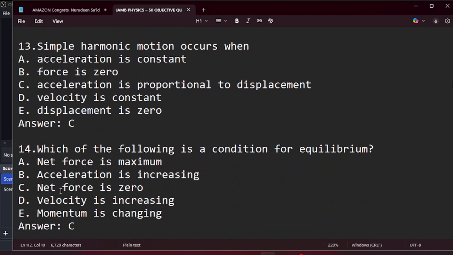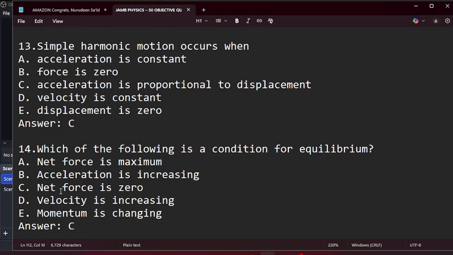Question number 13. Simple harmonic motion occurs when A. Acceleration is constant. B. Force is zero. C. Acceleration is proportional to displacement. D. Velocity is constant. E. Displacement is zero. The answer is C, which is acceleration is proportional to displacement.